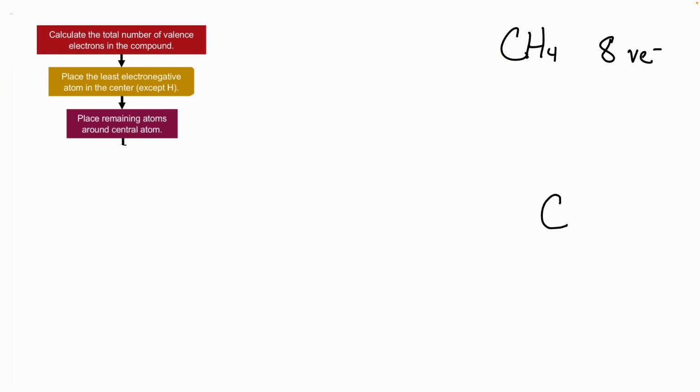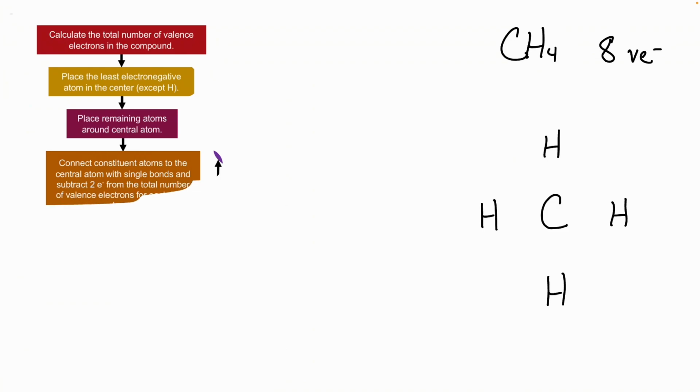Now we're going to decorate it with the remaining atoms. We have these 4 hydrogens, and we'll place those all around here. So we have our central atom carbon, and then our substituent atoms, our hydrogens, that decorate the outside. And now we're going to connect these substituent atoms to the central atom with a single bond. For each one of these, I'm going to connect them to that central atom by drawing one of those covalent bonds.